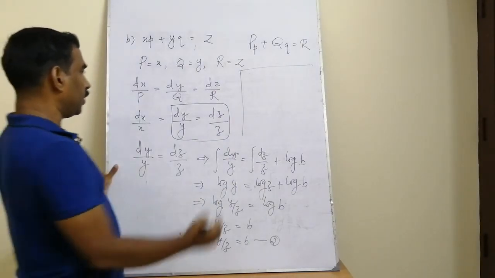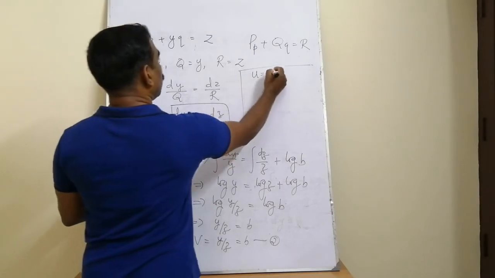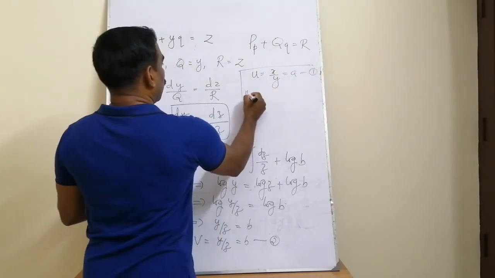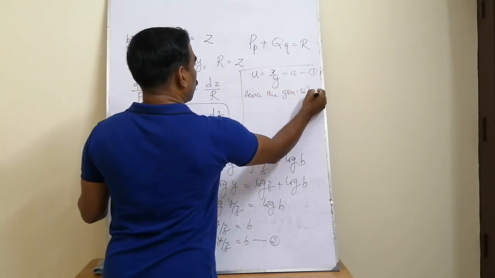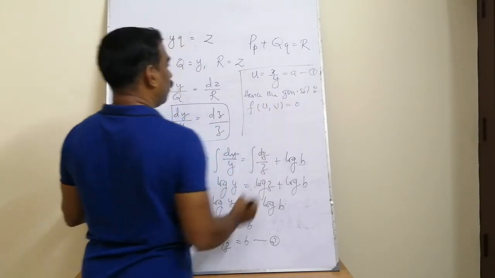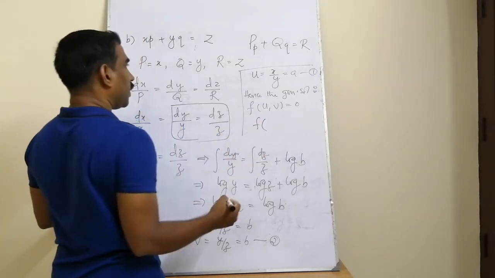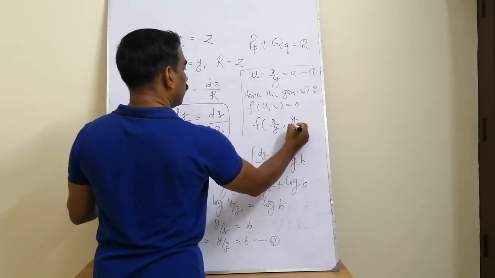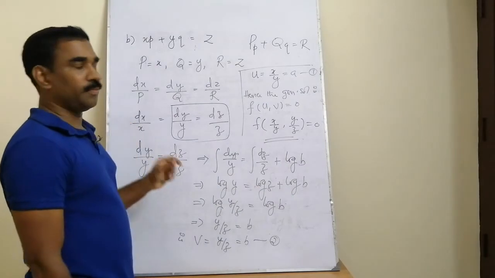And what was our first solution? The first solution is u = x/y, that is a constant, equation number 1. Hence the general solution is in the form f(u, v) = 0, where f is an arbitrary function, that is f(x/y, y/z) = 0, where this f is an arbitrary function.